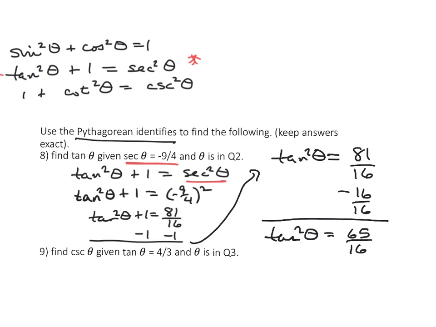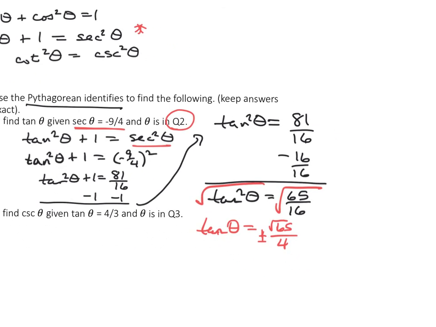The problem did not ask for tan squared, it just wants tan. So I need to square root both sides, and tangent of theta is equal to the square root of 65 over the square root of 16. I can square root the 16 and make it 4. Now, when you solve for a variable squared, remember you get both plus and minus. This is where I need to go back and see which quadrant my answer is located in. My answer is supposed to be in quadrant 2.